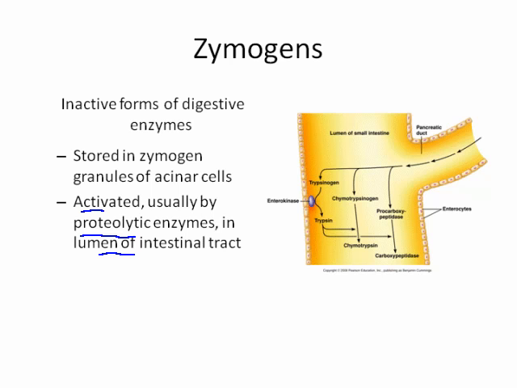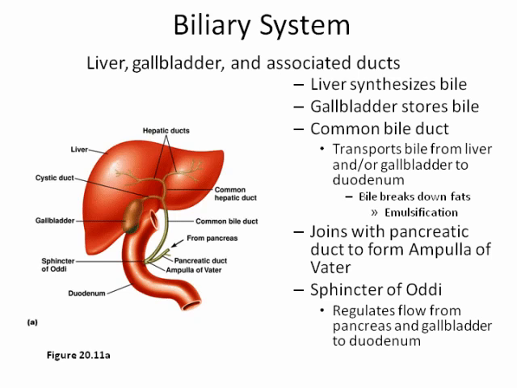The biliary system, as the name suggests, is involved in the production and release of bile. And it consists of the liver, gallbladder, and associated ducts. So the liver synthesizes bile, the gallbladder stores it, and the bile leaves the gallbladder through the common bile duct, which transports bile from the liver and/or gallbladder down to the duodenum. And the function of bile is to break down fats through the process that we call emulsification. And we'll talk about this in more detail in the next lecture.